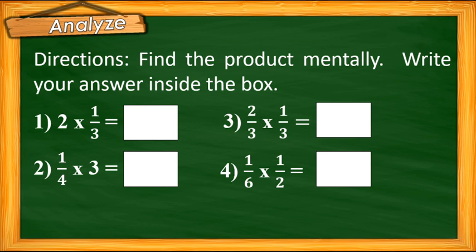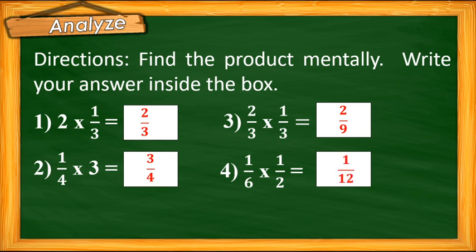Okay, time is up. So number 1, 2 multiplied by 1/3. The correct answer is 2/3. Number 2, 1/4 multiplied by 3. The answer is 3/4. Then 2/3 multiplied by 1/3, the answer is 2/9. And number 4, 1/6 multiplied by 1/2, the answer is 1/12.